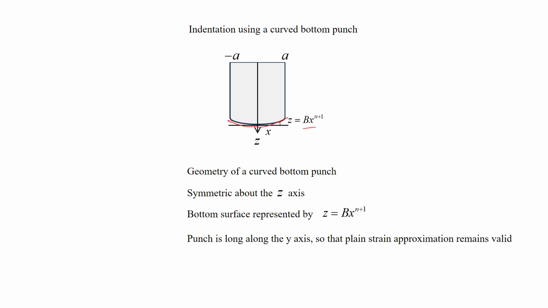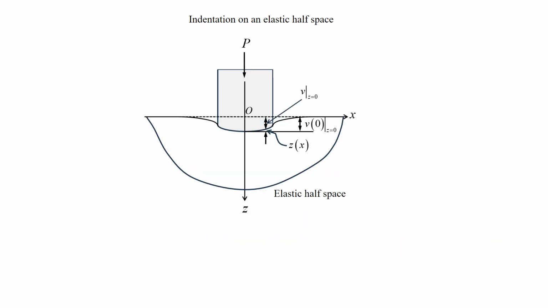The punch is long along the y axis, so we are still working in the regime of the plane strain approximation. Here it looks something like this: the punch is pressed against this elastic half space so that it goes down by a distance, let us say v0 at z equal to 0, which is the maximum displacement that occurs. So this is v at x equal to 0, and z equal to 0 is the surface, and at any other x the vertical displacement is given as v, at z equal to 0.